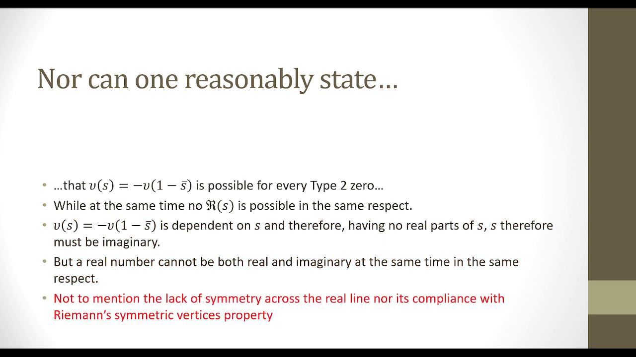Not to mention the lack of symmetry that would cause, and the whole Riemann symmetric vertice property. Do you understand this? Does this make sense? By definition, some people wanted to skip these lemmas and end up saying there are two parts. The lemmas prove that there are only two types, and by definition, you need to have upsilon and the real part.